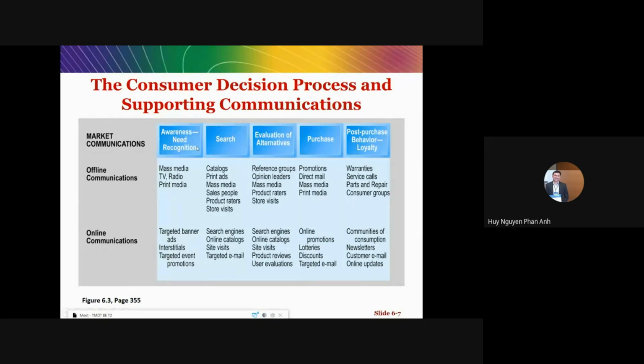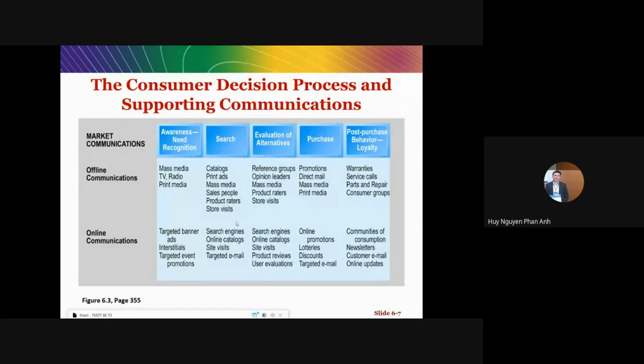And after they become aware, what should they do next? The consumer will search for your products, right? So how can we support them? We can support them with search engines and online catalogs to send them to the website for them to visit, or maybe we just send them a targeted email to invite them to try our products as well.